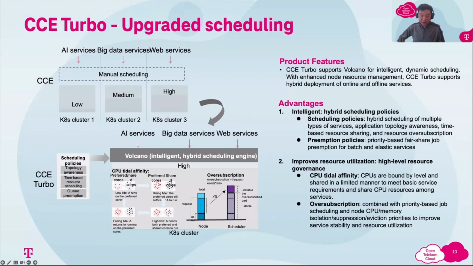Upgraded scheduling. The existing CCE supports only manual scheduling, while CCE Turbo uses Volcano for intelligent, dynamic scheduling. With enhanced node resource management, CCE Turbo supports hybrid deployment of both online and offline services.